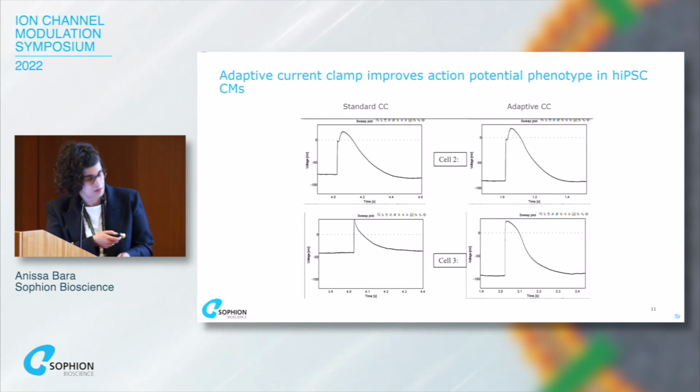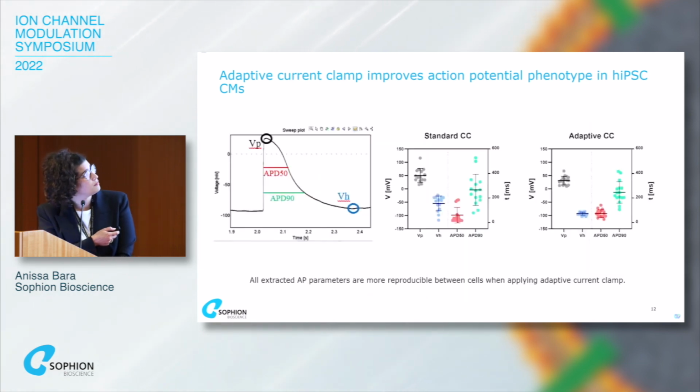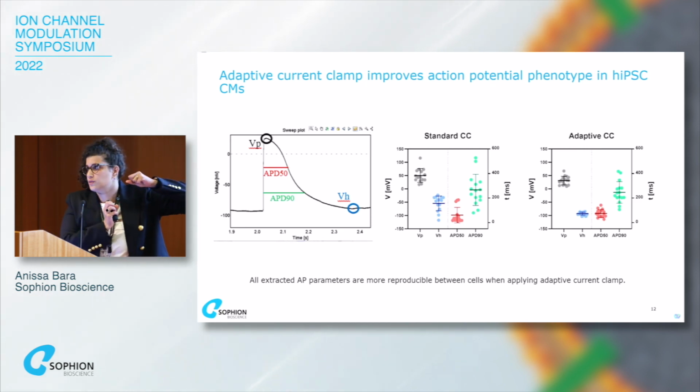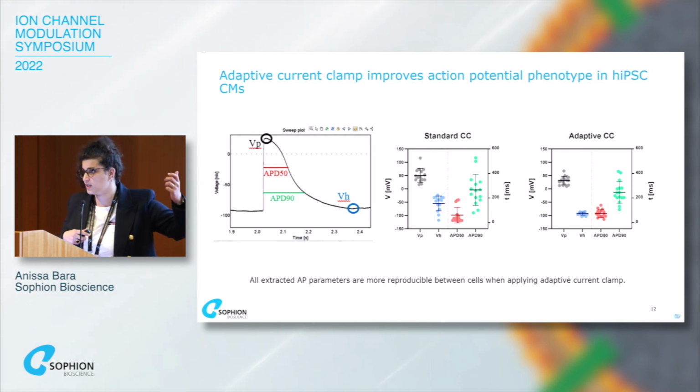And these are the parameters measured before the use of the adaptive current clamp, and these are the parameters after. So we can see that we bring everybody back together. So we have less variability by using this adaptive current clamp.